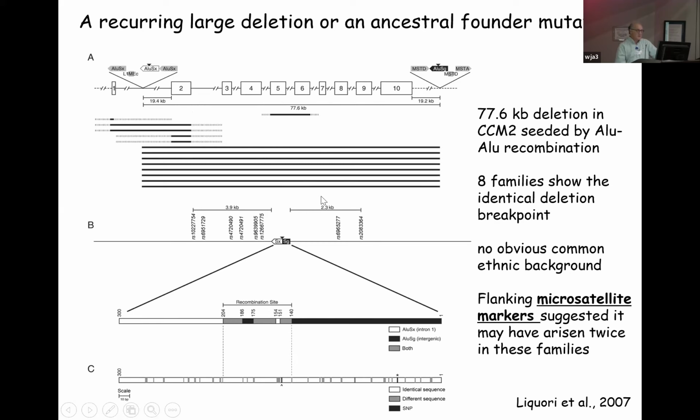And when we looked really carefully, because this seems like it's recurring over and over again, sure enough, there were ALU repeats. These are repetitive elements. Our genomes are literally littered with these things, hundreds, thousands of them. And you see here, there were two different ALU classes that had come together in a recombination site. And we sequenced the recombination breakpoint and everybody looked identical. So this could be the fact that this is a highly recombinogenic region and these people keep appearing randomly, or maybe this is another founder case.